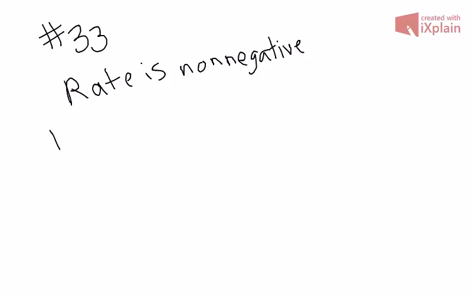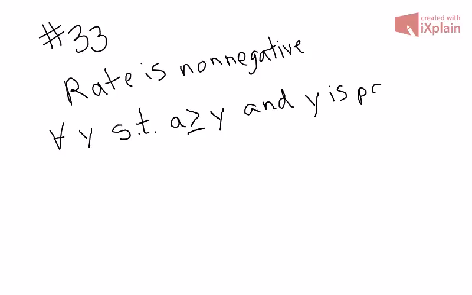We'll get going with the last two problems here. We have number 33. Basically, we have this rate function, and for part A it asks for what values of y is the rate non-negative. So you look at this function and you say, well, when could this whole value be negative?